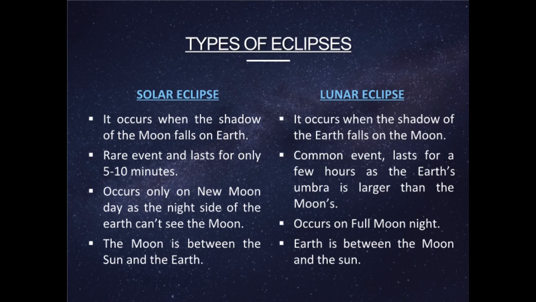Two. Lunar eclipse. It occurs when the shadow of the Earth falls on the moon. It is a common event and it lasts for a few hours, as the Earth's umbra is larger than the moon's. It always occurs on a full moon night. The Earth is between the moon and the sun.